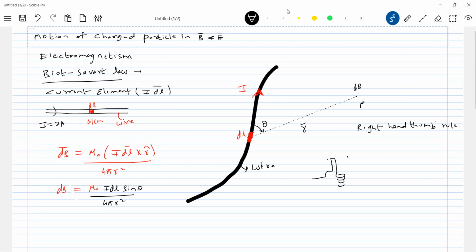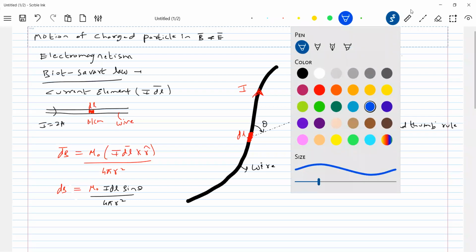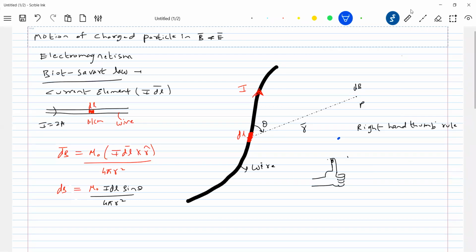So what does the right hand thumb rule say? Curl your fingers like this, and put the thumb in the direction of the current element. Just hold it like this.